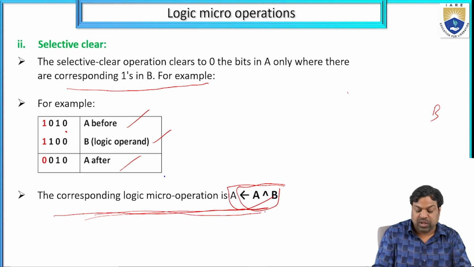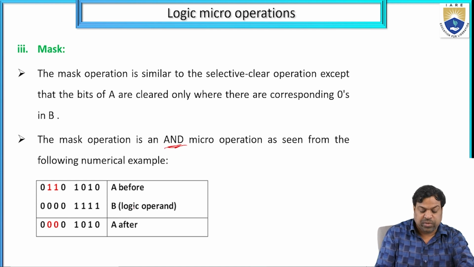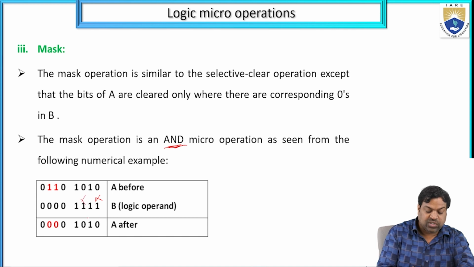So when I am using this operation, the mask operation. The mask operation is performing similar to the selective clear operation, except that the bits of A are cleared only where there are corresponding zeros in B. The mask operation is the AND micro operation as seen from the following numerical. A and logical operation of B, I am applying the mask operation, means AND is performing here. So 0 into 1, 0, 1 into 1, 1, 0 into 1, 0, 1 into 1, 1. Okay. So this 0 into 0, 0, 1 into 0, like this.